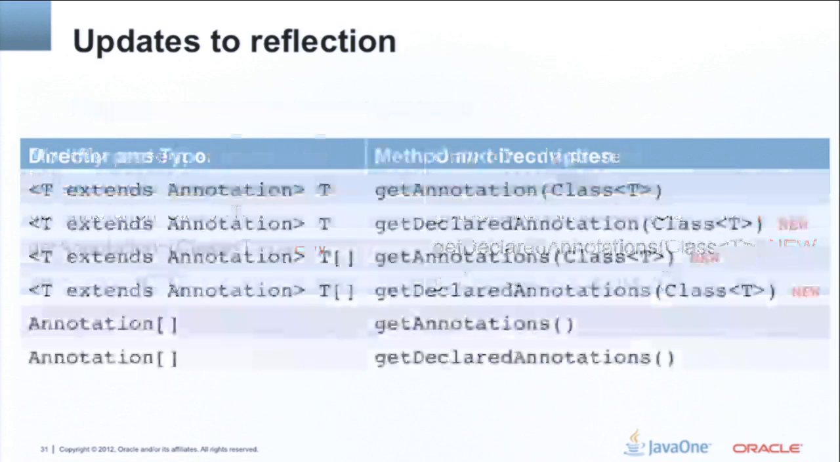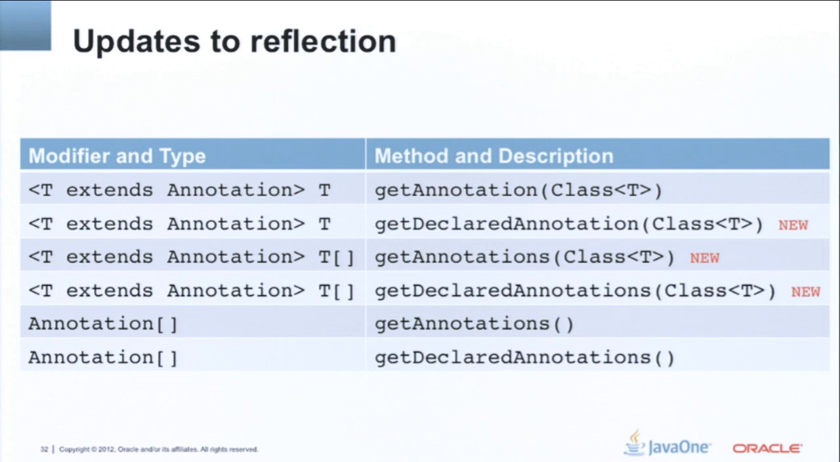Let me get to the next slide. So the two in the middle, they are the repeating annotation counterpart to the old getAnnotation with a class parameter. So they will give you all annotations of the type you're looking for. So you get an array of multiple annotations back.